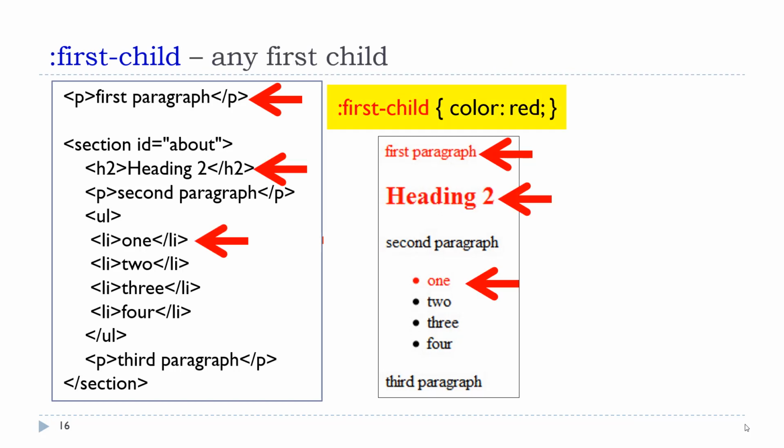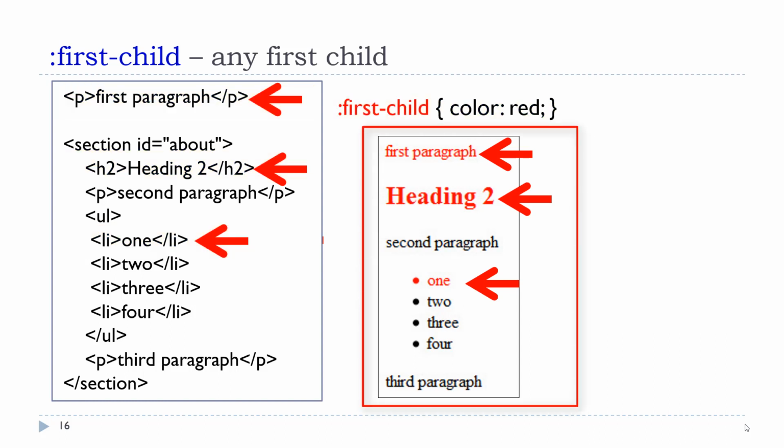Now, if I were to use the first child structural pseudo-class without connecting it to an element, it will match any first child anywhere. So here we see the paragraph is the first child, the H2 is the first child in section, the LI is the first child in UL. And you can see that those elements would be red.